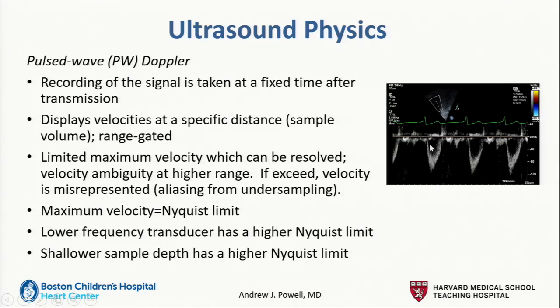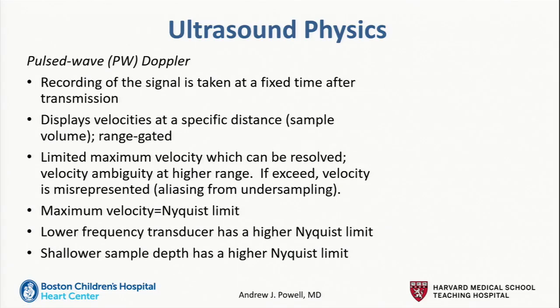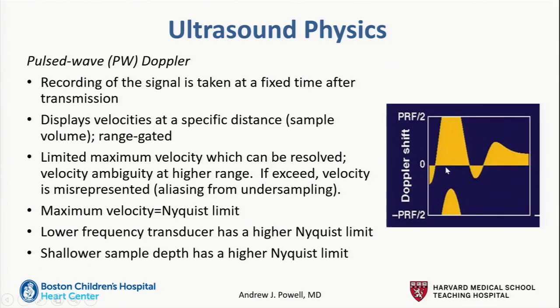It's distance gated. Now one of the downsides is there's a limit to the maximum velocity that can be resolved here. It's a limit in terms of how high a velocity can be measured. And if you exceed that velocity, the velocity will be misrepresented, and that misrepresentation is called aliasing. And here's a diagram just showing that principle. Here's our velocity scale here. It goes from this to this, and if that velocity exceeds the scale range, it will be shown below the baseline and essentially going in the opposite direction. And that's what happens when you have aliasing.